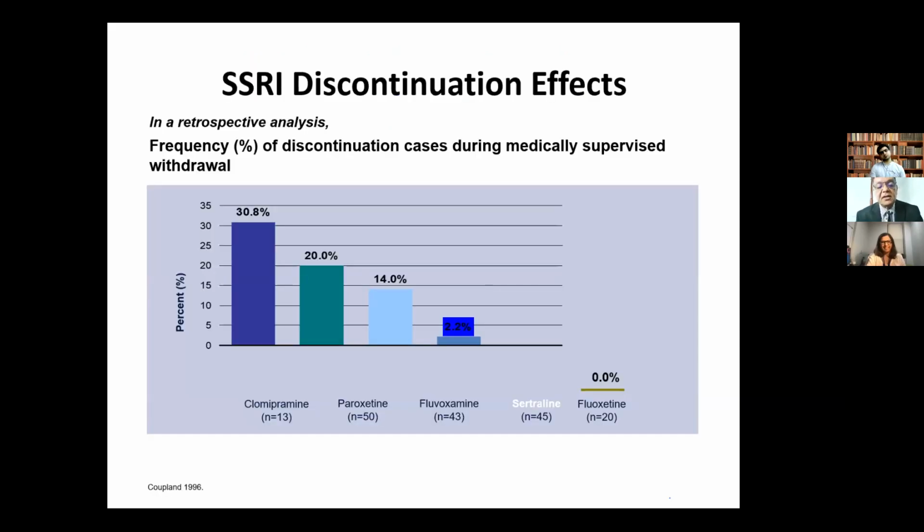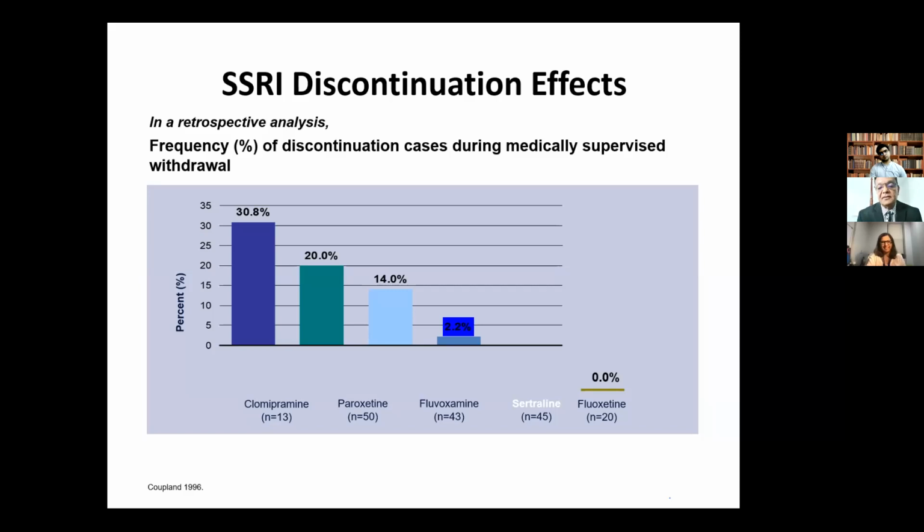What are the different frequencies of discontinuation symptoms with different antidepressants? So you can see that clomipramine, which is not an SSRI but is included just as a reference, has a discontinuation rate of about 31%, which is the biggest number here. With paroxetine, 20%; with fluvoxamine, 14%; and with Zoloft, or sertraline, only 2.2%; and fluoxetine, 0%.